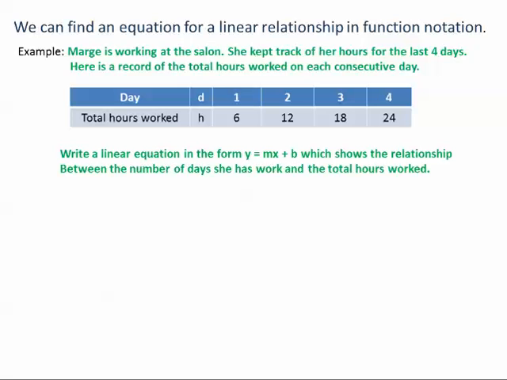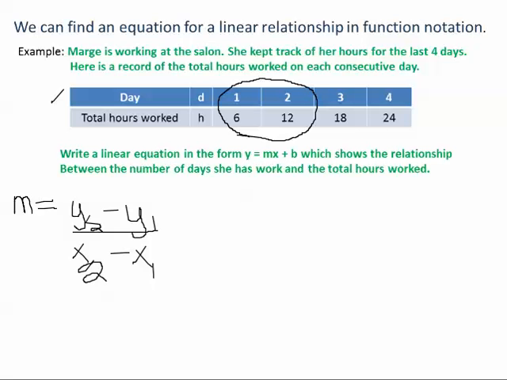So the first thing I need to do is find my slope. And I'm going to write down my formula. M equals y2 minus y1 over x2 minus x1. And I'm going to pick 2 coordinate points. I'm going to pick these 2 right here.